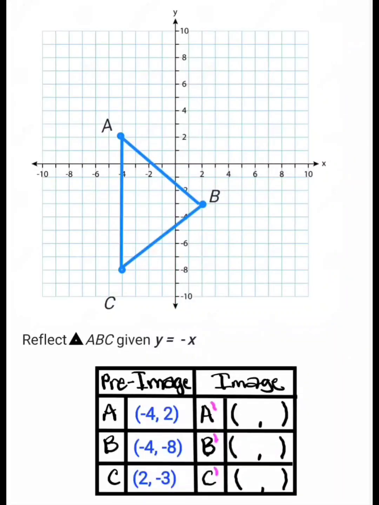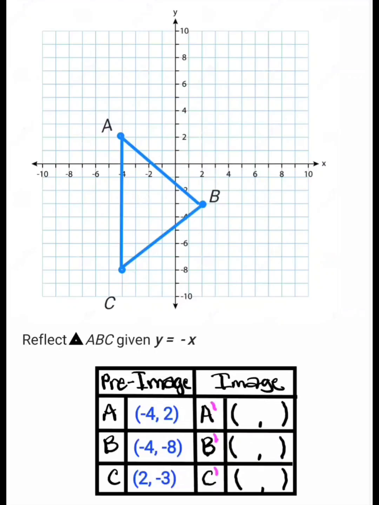All right, we have a geometry problem below here. It says to reflect triangle ABC given y equals -x. So I recommend that you rewrite the rules so that you remember them and that you think them through so that you know what to do.